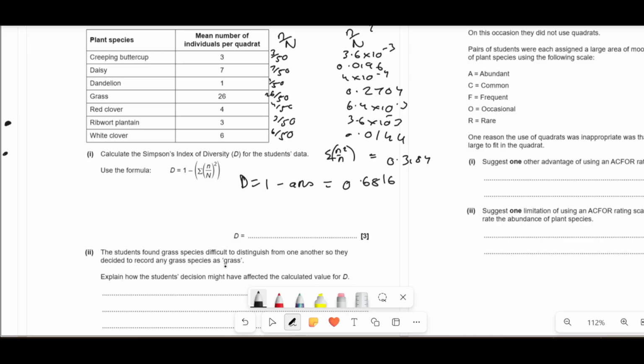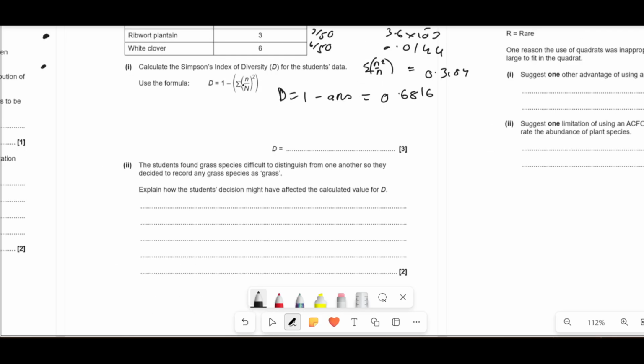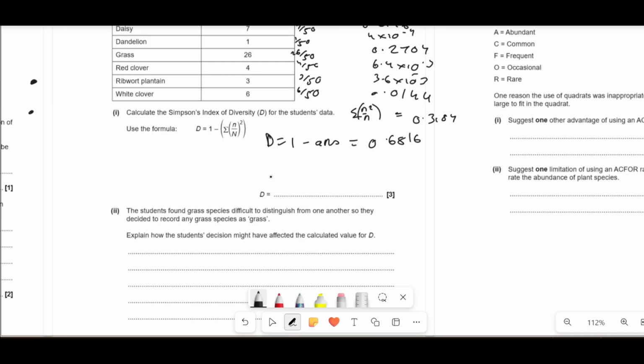Then the students found grass species difficult to distinguish from one another, so they decided to record any grass species as grass. Explain how this decision might affect the calculated value. So think of it logically. Again, that is the number of a particular species over the number of all species. If they group all the different types into just grass, the total, big N, is going to stay the same.